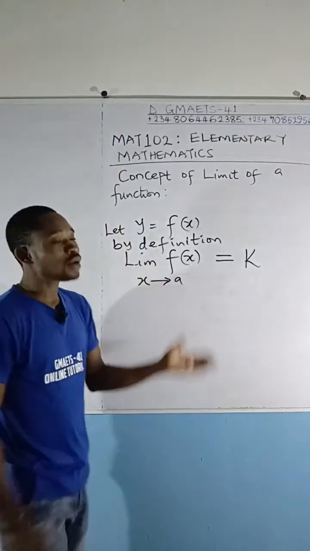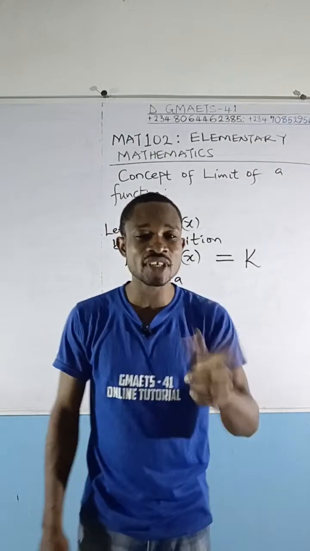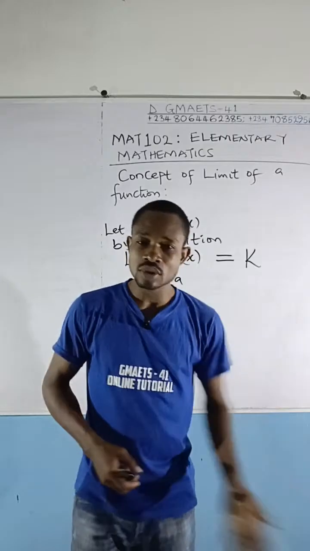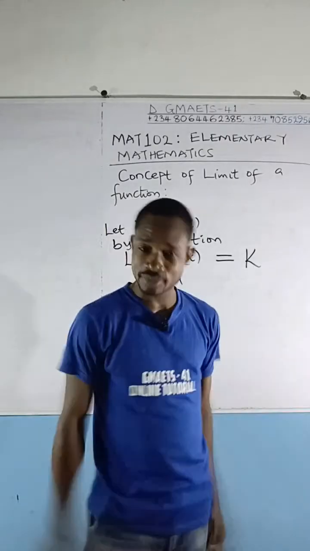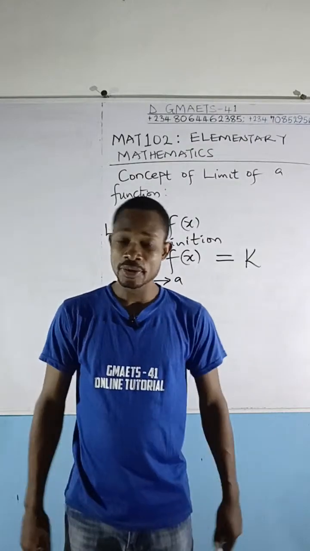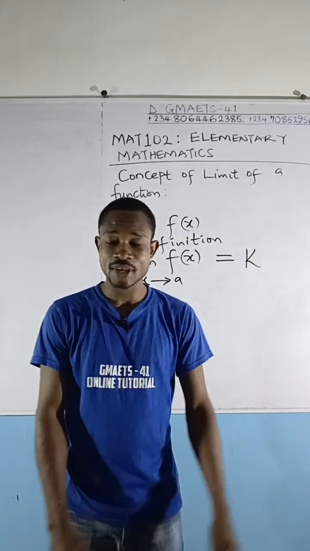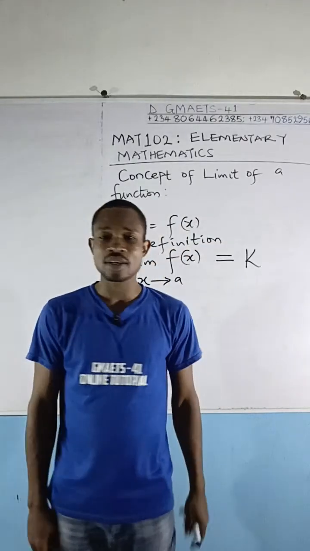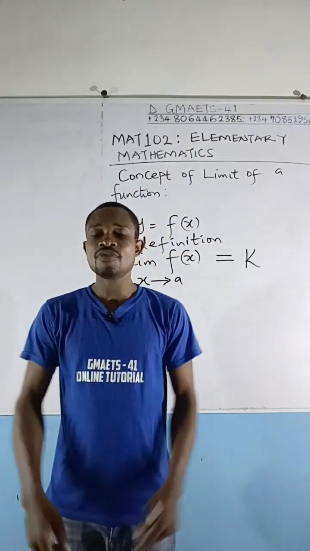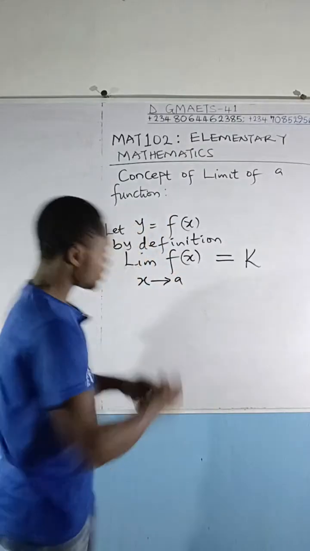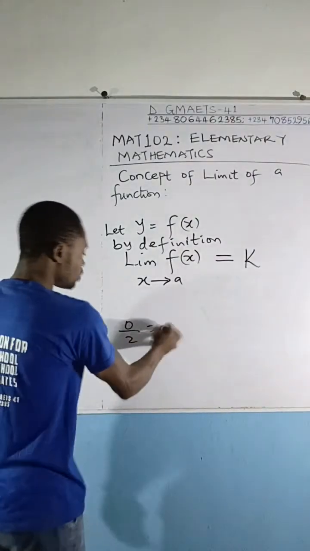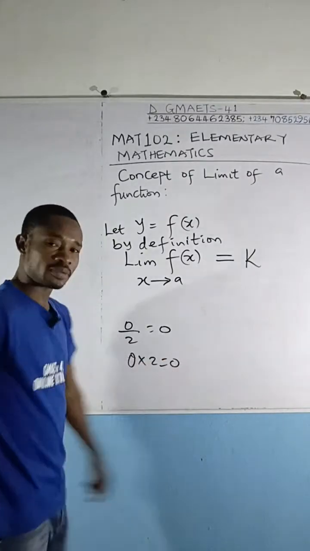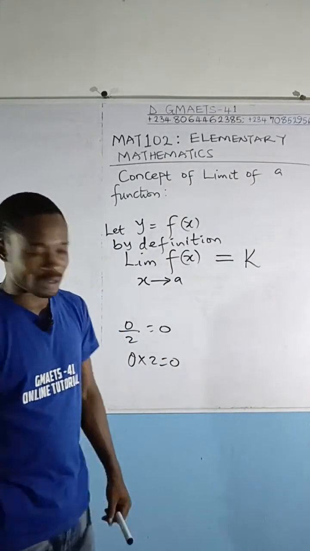Now you should know about the properties of 0 and infinity. For example, if you multiply 0 by a number, you will get 0. 0 times a number will give you 0. Now, if you divide 0 by a number, you will get 0. For example, 0 divided by 2 is equal to 0. Like I said, if you multiply 0 by another number, you get 0. These properties are important for you to know.